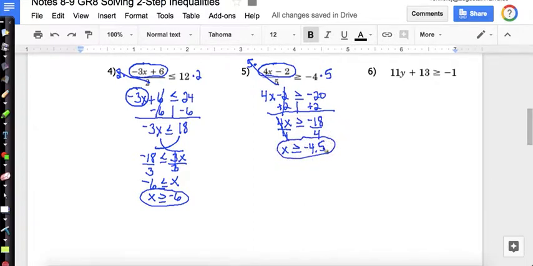Now, I could also write it as a fraction too, because it doesn't come out to be a whole number. So I could simplify 18 over 4, which would be 9 over 2, and negative 9 over 2 would also be an acceptable answer. Okay.